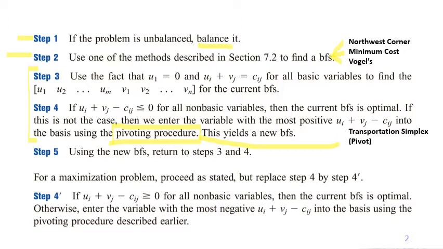One note here: for a maximization problem, it's exactly the same with these 5 steps, except that in step 4, if minimization, the sign is less than or equal to 0 for all non-basic. For the maximization problem, it's greater than or equal to 0 for all non-basic variables. So just keep this in mind if you happen to face a maximization problem, but other than that, everything is the same.